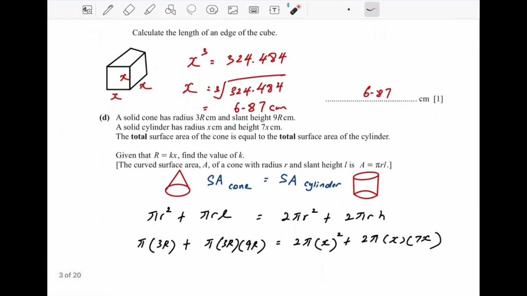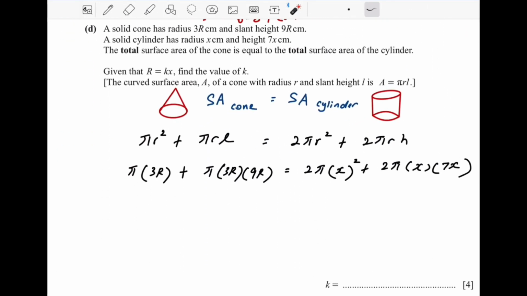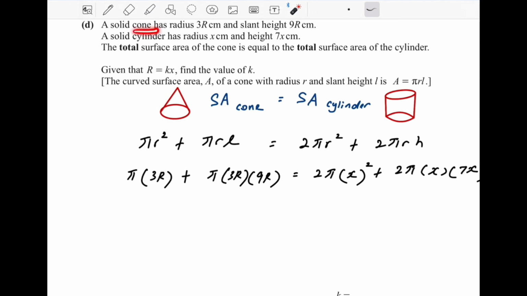Okay, we go on. This is a little bit more complicated. So we have a cone, radius 3r, height 9r. So this is not the height, this is a slanting height, and not the vertical height. And a cylinder with a radius x cm and height 7x cm. How do you form the equation? The total surface area of a cone is equal to the total surface area of a cylinder. So this is the information. Surface area of a cone is the same as surface area of a cylinder.